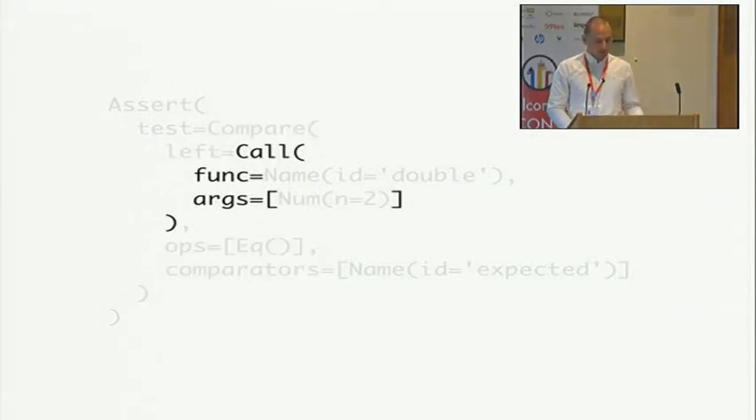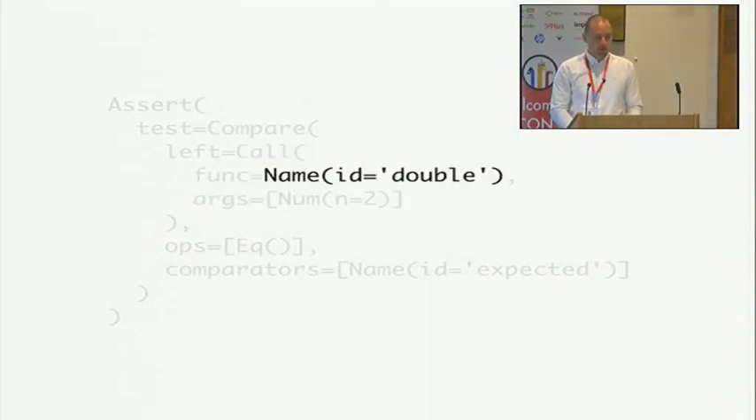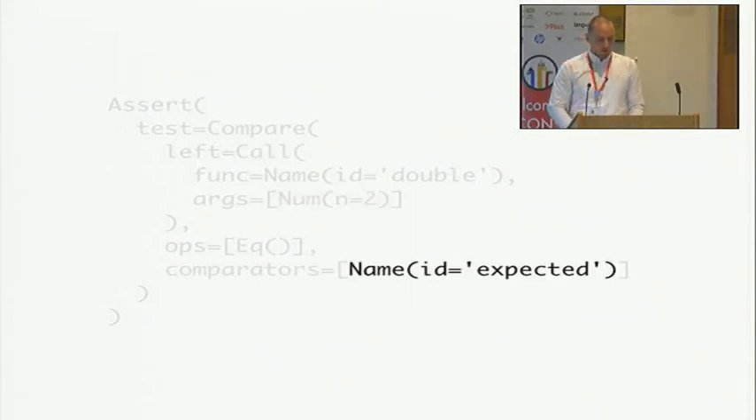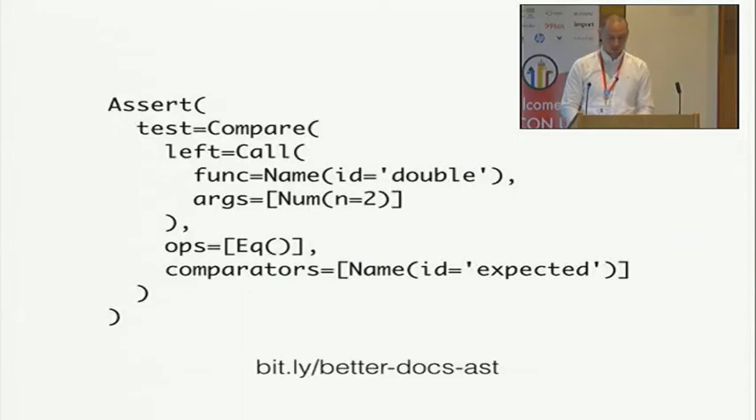Our left-hand side is a call. It has a function node and arguments nodes, which is a list. In our case, the function node consists of one node, which is Name, and the ID of the name is double, our function. Arguments: the constant number 2. The right-hand side is, again, a variable, this time expected. This is the whole code.